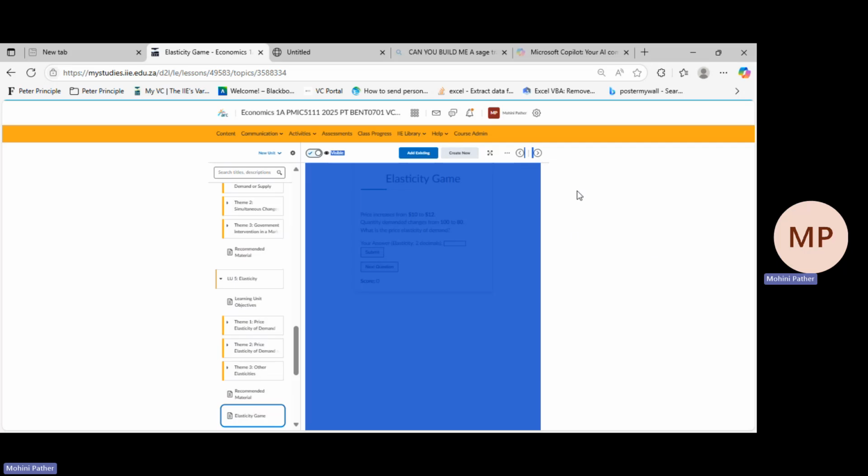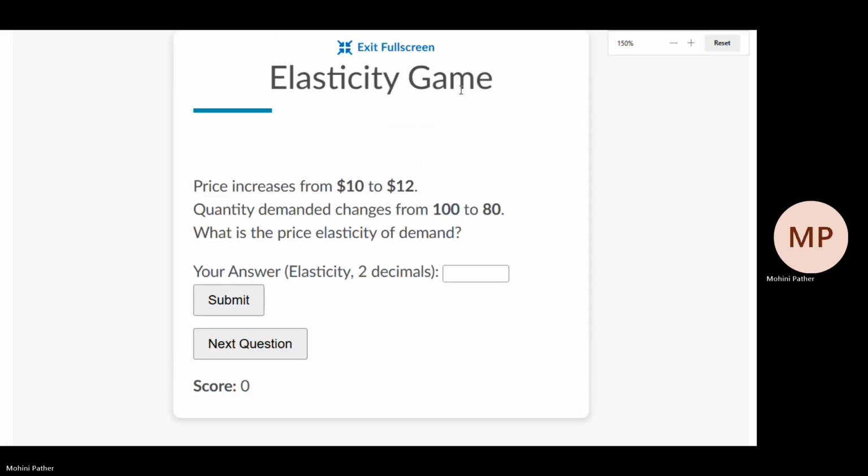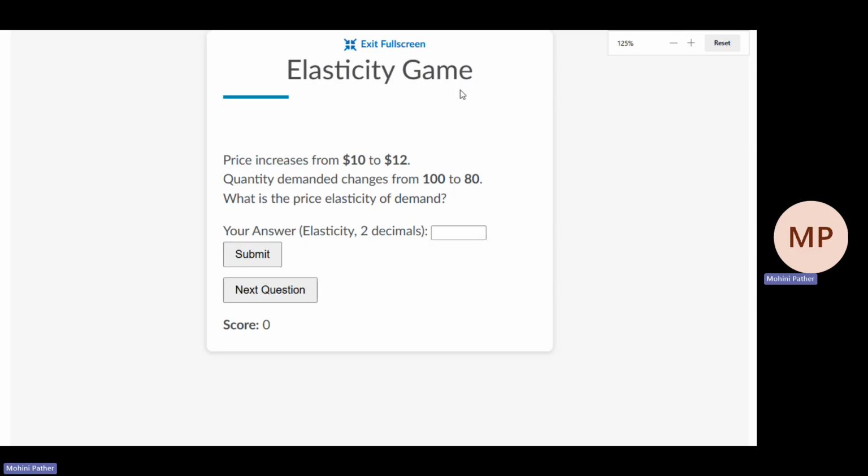Okay, relevant to today, you have a little elasticity game. So this is just checking your understanding. If the price increases from $10 to $12, what does it increase by? Remember, you're using percentage change in price as your denominator and quantity demanded going from 100 down to 80. What is the price elasticity of demand?